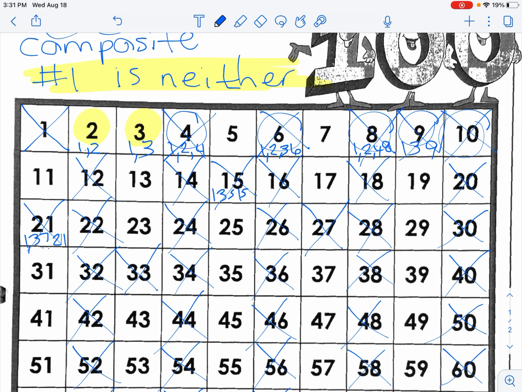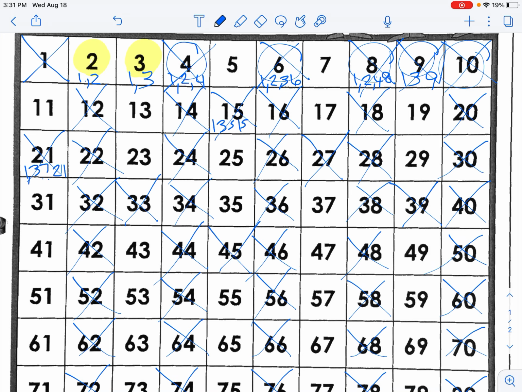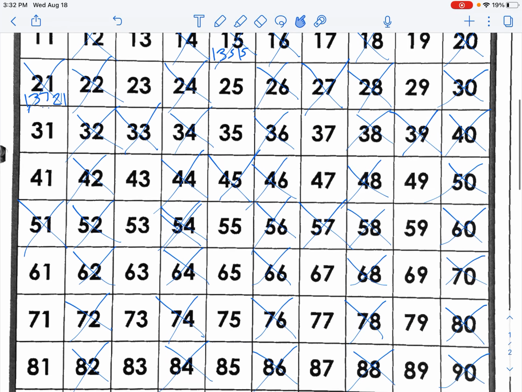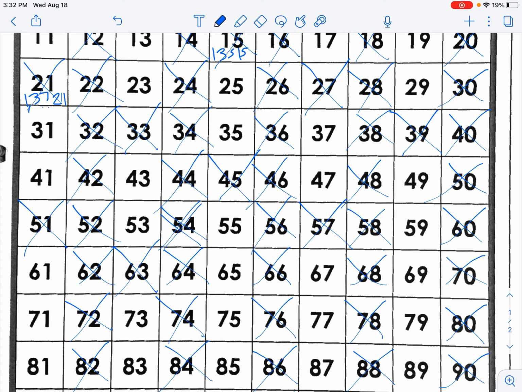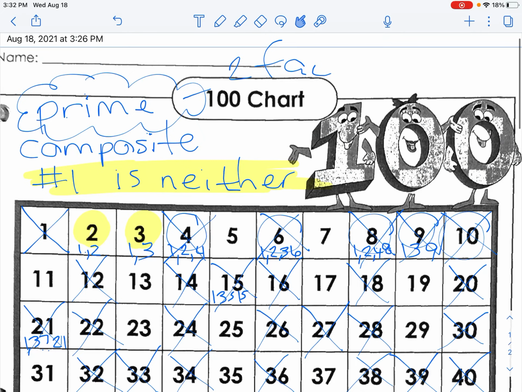3 times 12 has been crossed out. That's 36. 3 times 13 is 39. 3 times 14 is 42. 3 times 15 is 45. 3 times 16 is 48. 3 times 17 is 51. That's composite. 3 times 18, 54. 3 times 19, 57. 3 times 20 is 60. It's been crossed out. 3 times 22 is 66. 3 times 23 is 69. 3 times 24 is 72. 3 times 25 is 75, 78, 81, 84, 87, 90, 93, 96, and 99.